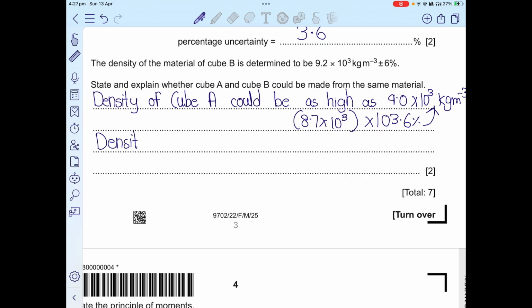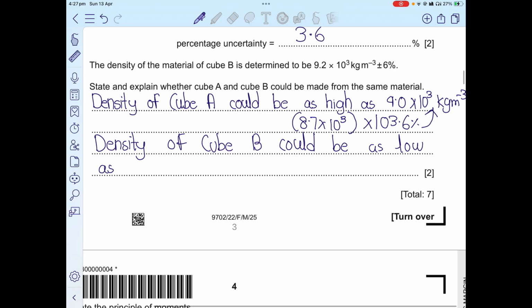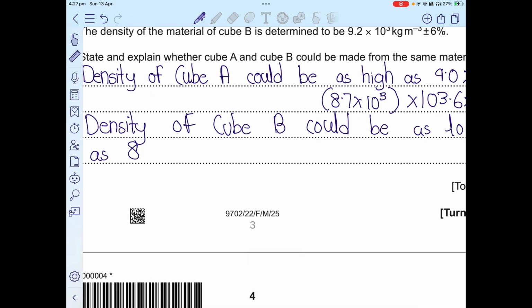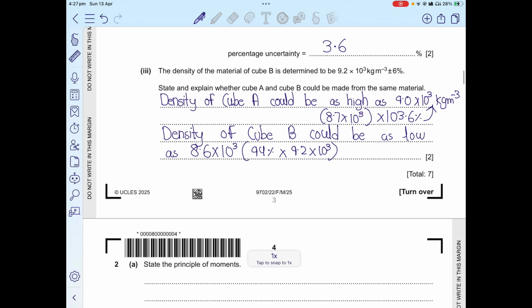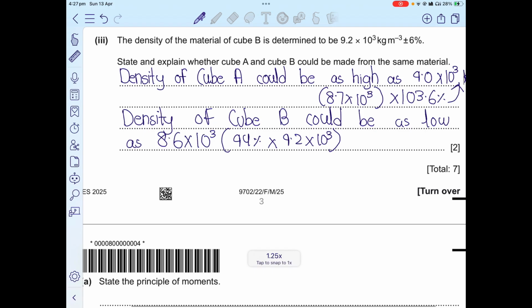Whereas the density of cube B, because uncertainty could be plus or minus, the density of cube B could be as low as, now we need to figure out how we actually got this. It says plus or minus 6%. So I'm going to do 94% of 9.2 into 10 raised to 3, which is 8.6 into 10 raised to 3. And how did we get this value? Basically 94% into 9.2 into 10 raised to 3. We're finding out the lower value of the density which could be possible considering the percentage uncertainty.